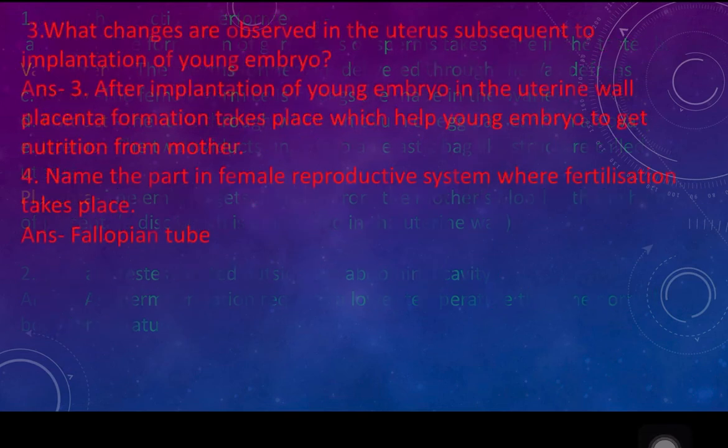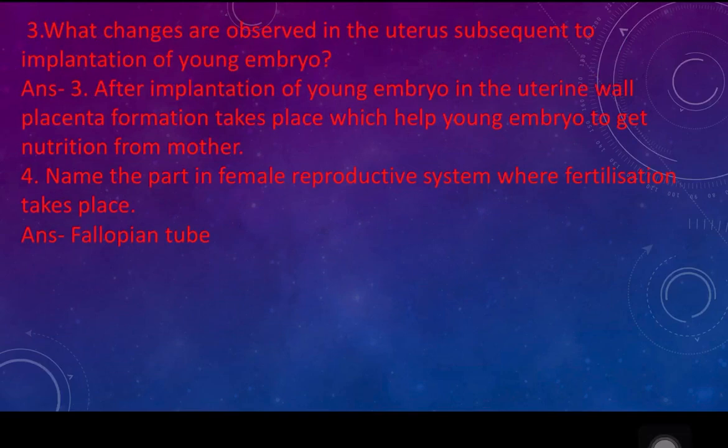Question number 3: what changes are observed in the uterus subsequent to implantation of the embryo? So after the implantation of the young embryo in the uterine wall, placenta formation takes place, which helps the young embryo to get nutrition from the mother. And name the part in the female reproductive system where fertilization takes place. It is the fallopian tube.